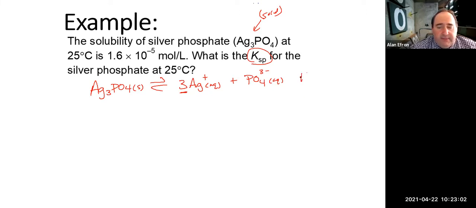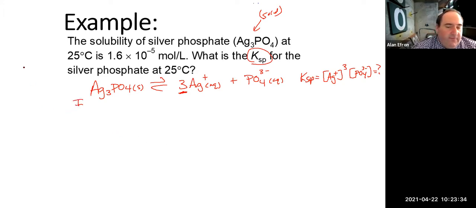So the Ksp expression, speaking of that, would be, again, our products over our reactants. Here, like we anticipate, our reactant is going to be a solid. So it will be our silver, and again, why that 3 is important, we do need to cube it because of the coefficient, just like we do with the normal K, and times phosphate. And obviously that is what we're looking for here.